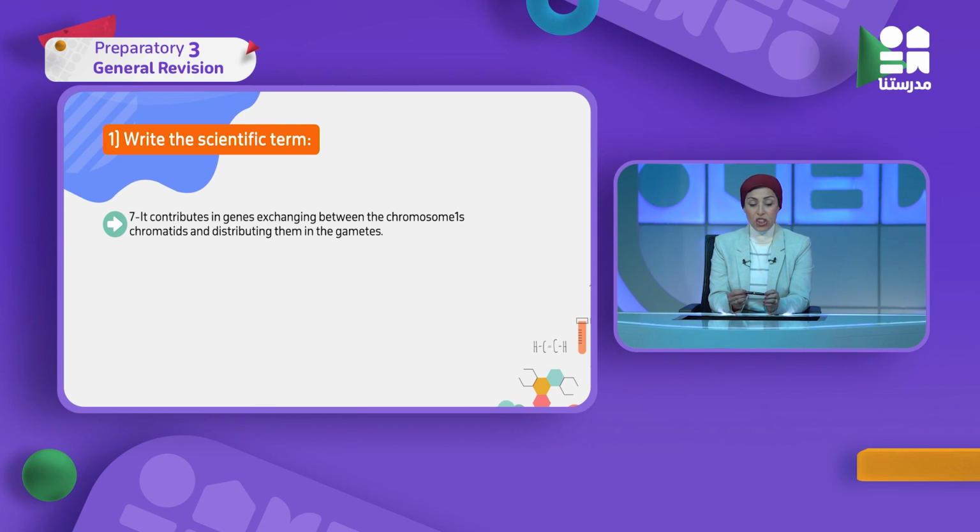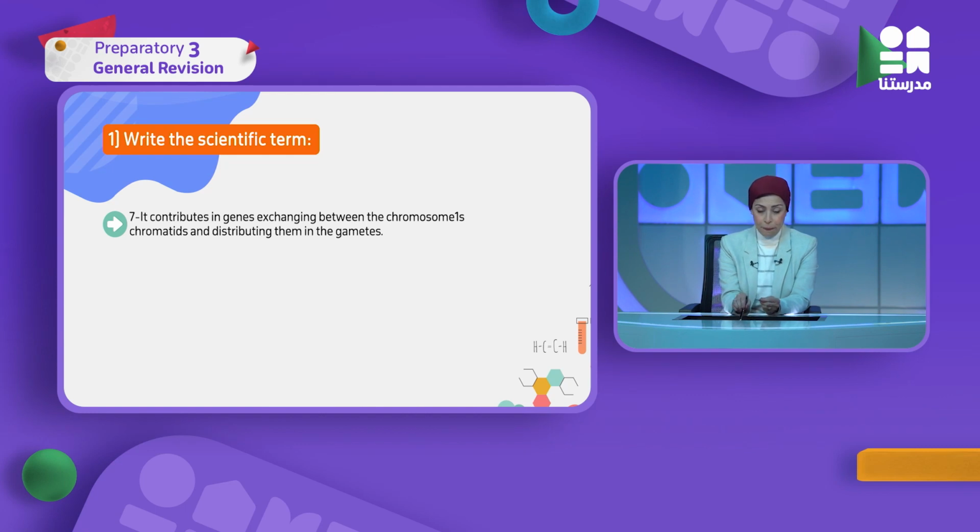It contributes in gene exchanging between chromosomes and chromatids and distributing them in gametes. Here I have a very important keyword, which is exchanging. In which phenomenon does the exchanging between the chromatids happen? Of course, it's the crossing over phenomenon. So the answer is crossing over phenomenon.